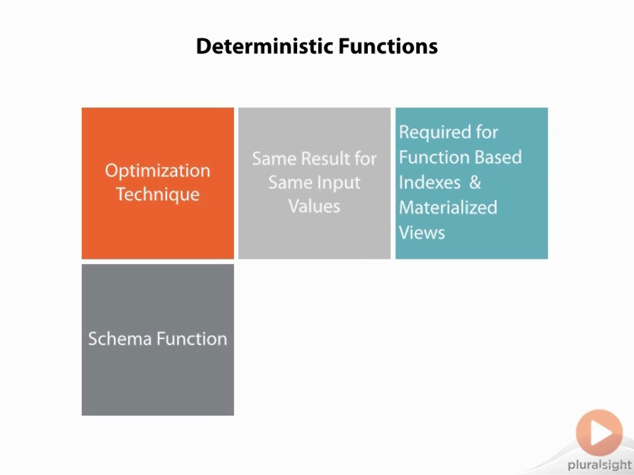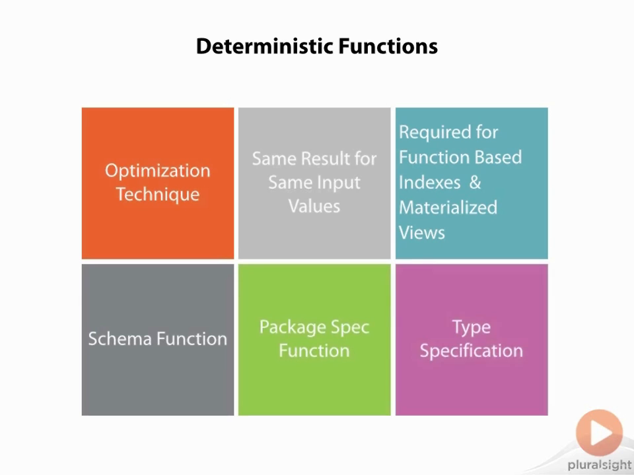You can only declare a function defined at a schema level, or declared in a package specification, or in a type specification as deterministic. We haven't spoken about types as it is an advanced topic, but just wanted to mention it here for completeness. You cannot declare functions local to a procedure or function or anonymous block, or local to a package body as deterministic.